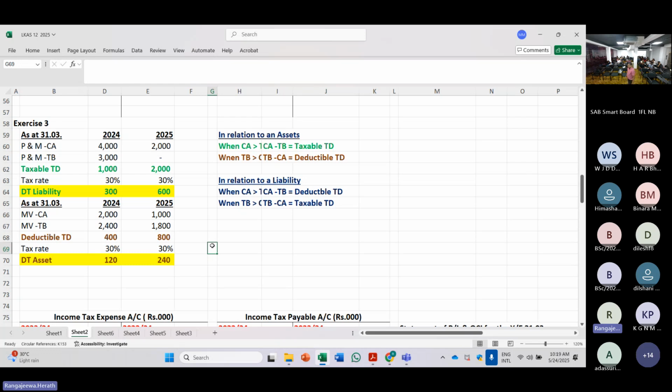Now you can prepare the accounts. I will show you the activity, right?